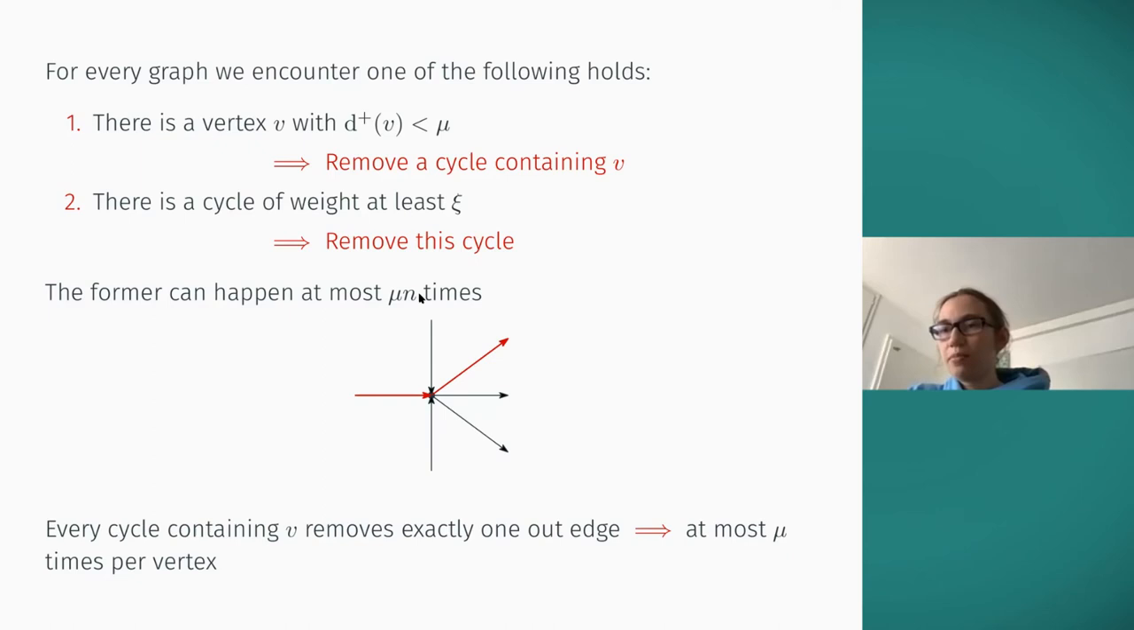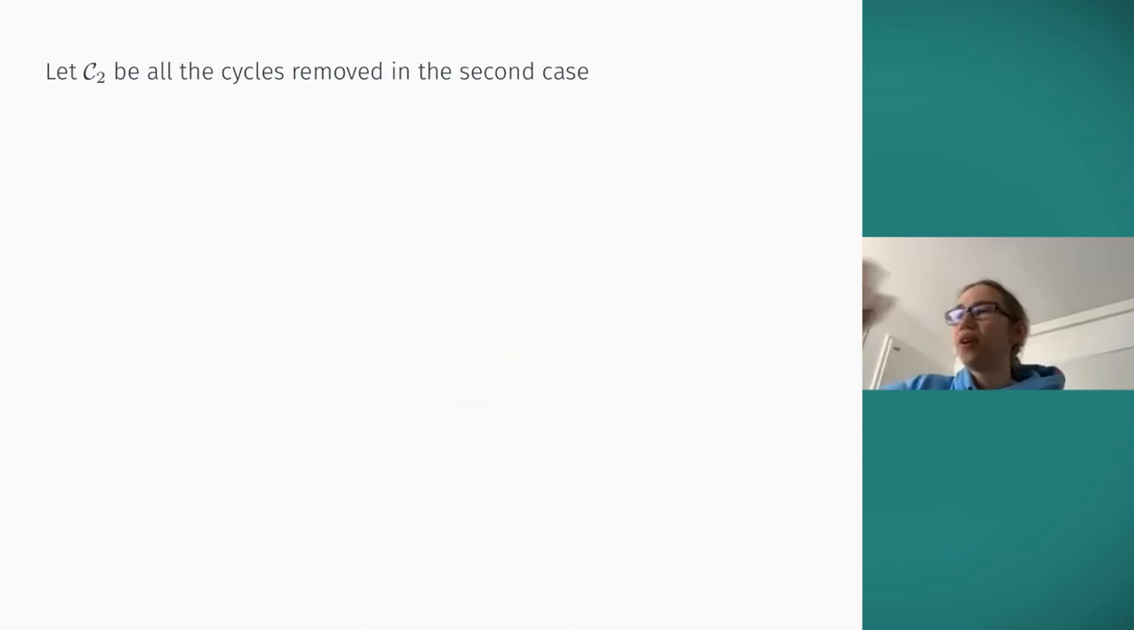And we just set those cycles apart. Then we look at the cycles that we get from the second step, and they're a little bit more difficult to count.